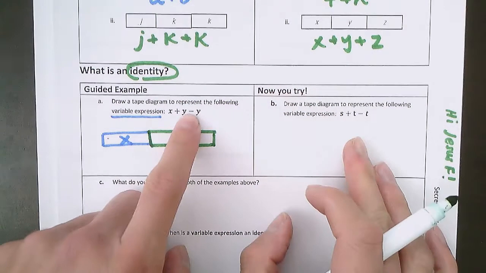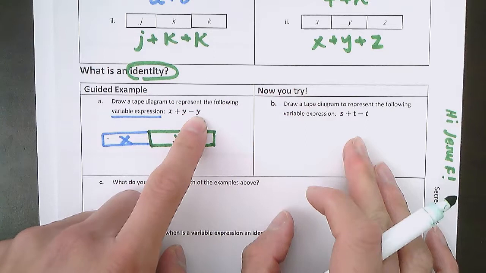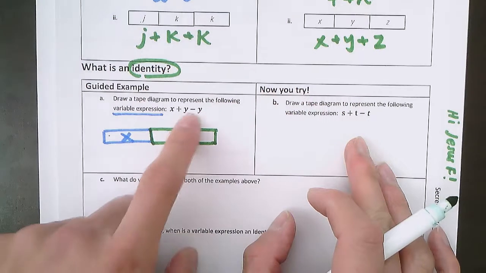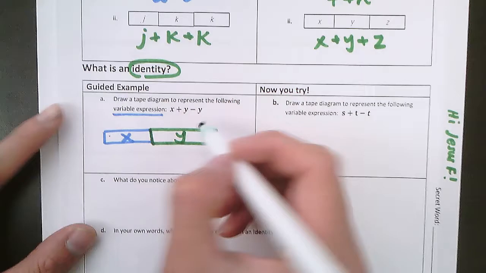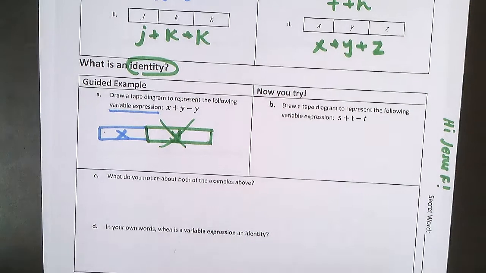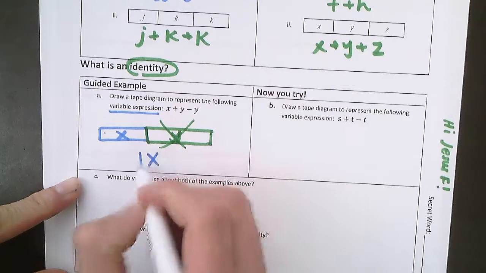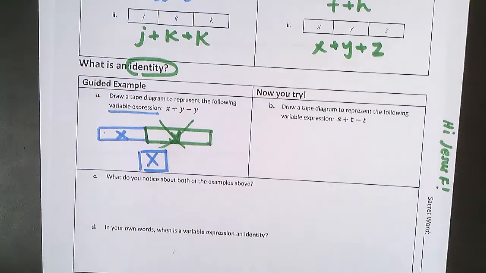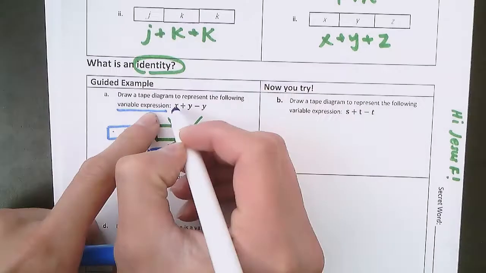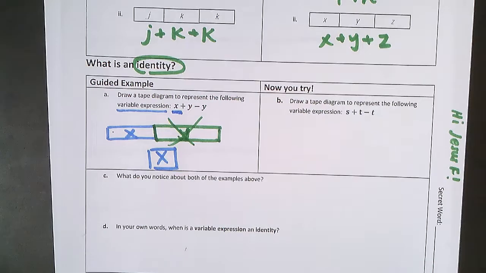And then we're going to subtract a y. So we had x, we added a y, and then we're subtracting what we just added. So this is now going to be gone. And the only thing then that we're left with is just this x. So in the end, we just have an x. And it's an identity expression because we end up with what we started with, which was this x right there.